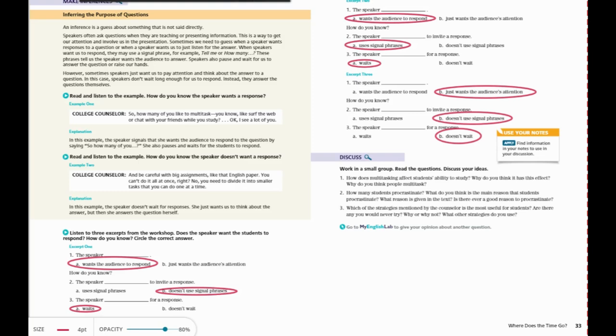Number 1, the speaker wants the audience to respond. The answer is A. How do you know? The speaker uses signal phrases to invite a response. The answer is A. Number 3, the speaker waits for a response. The answer is A. Okay, next one, excerpt 3. The answer is B. The speaker just wants the audience's attention. Number 2, the speaker doesn't use signal phrases to invite a response. Number 3, the speaker doesn't wait for a response. Okay, check the answer, please.